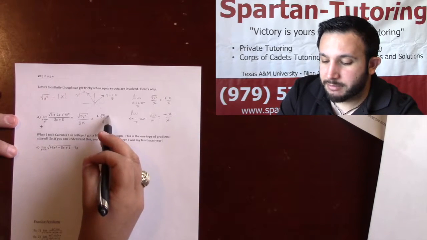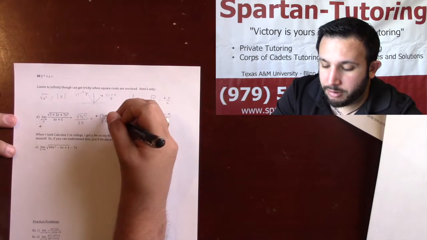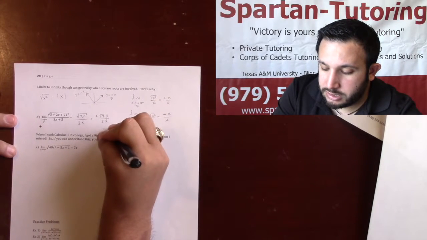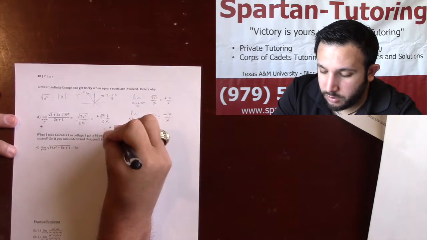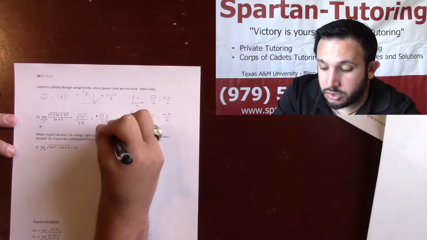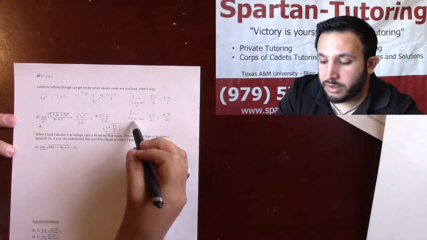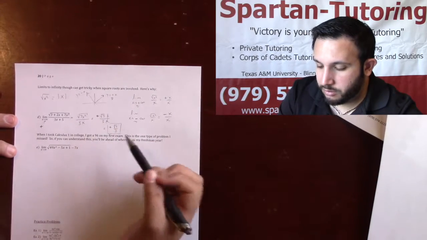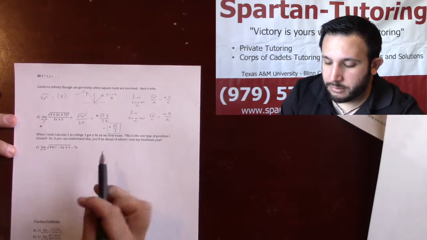Now I see that it's the same power on top, same power on bottom, so you just take your leading coefficients. Your final answer is a positive square root of 7 over 3. Just be aware that if you're going to negative infinity, you would make this negative square root of 7 and then over 3. Okay?